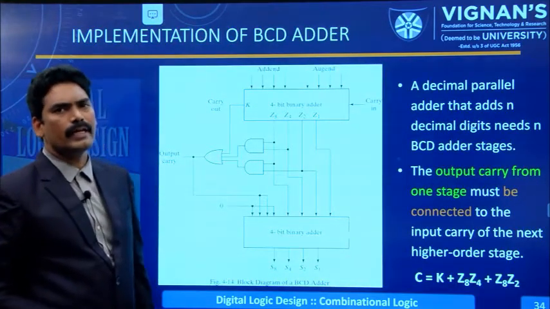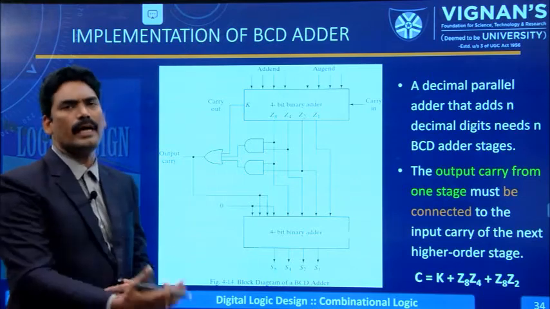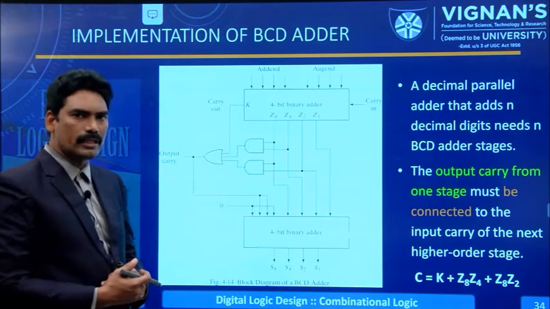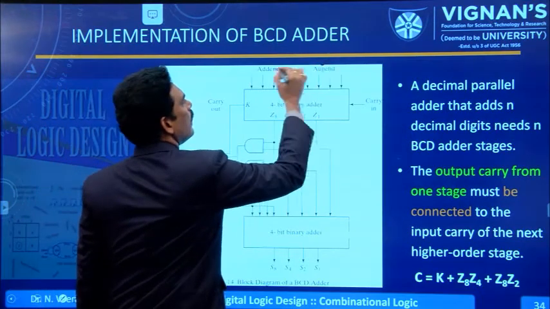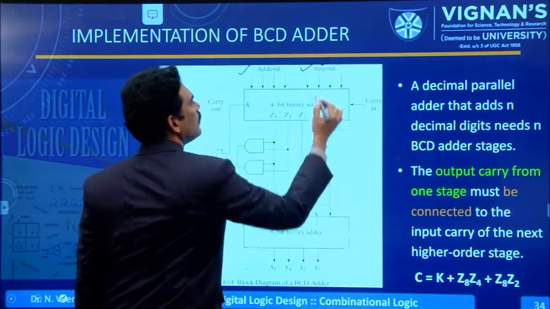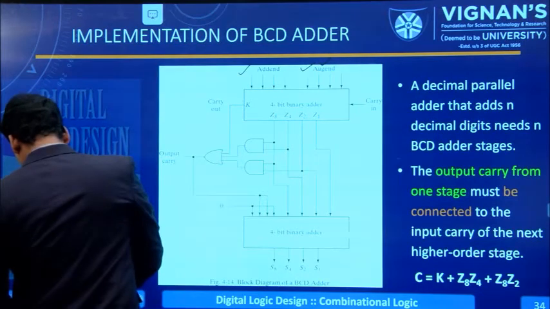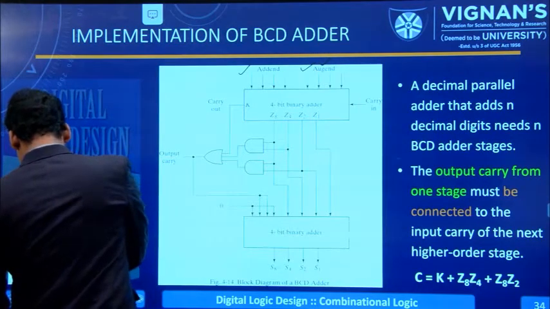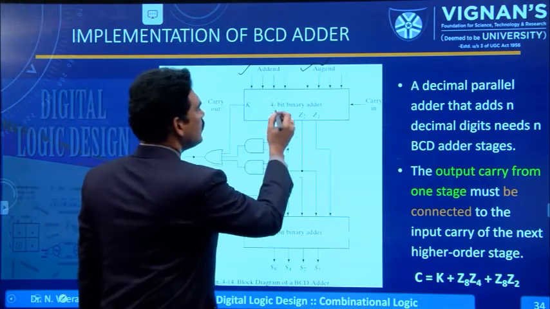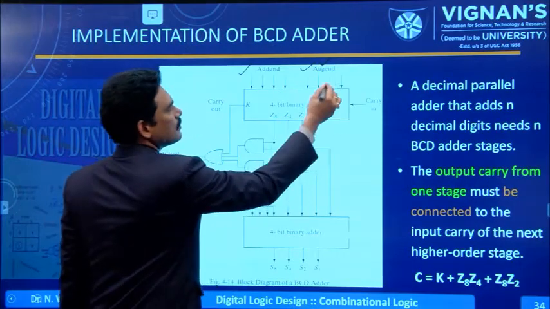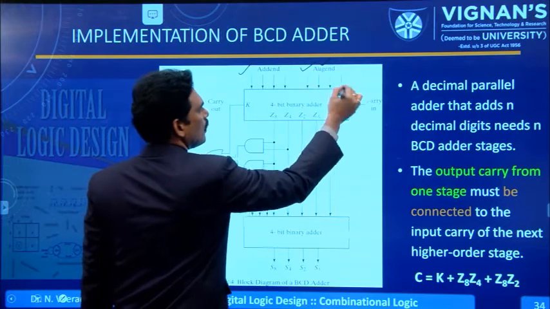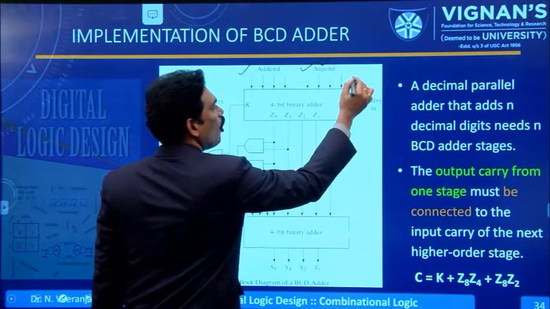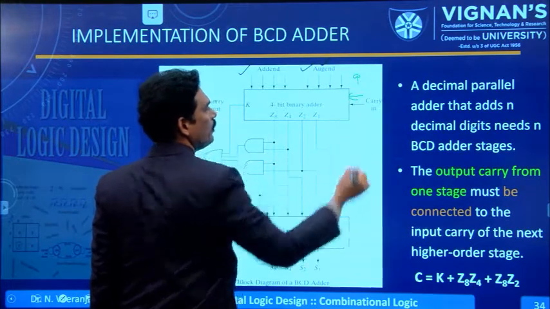This is the diagram for the decimal BCD adder. How many inputs are there? This is the augend and this is the addend. Each is 4 bits, so 4 and 4 make 8, and with the carry input that is 9. In total, 9 inputs are there.